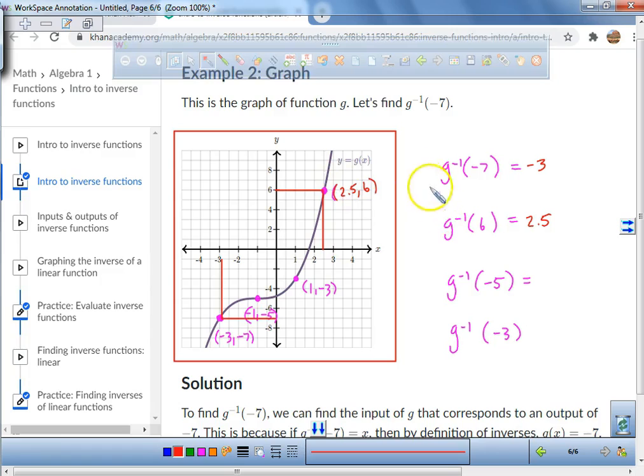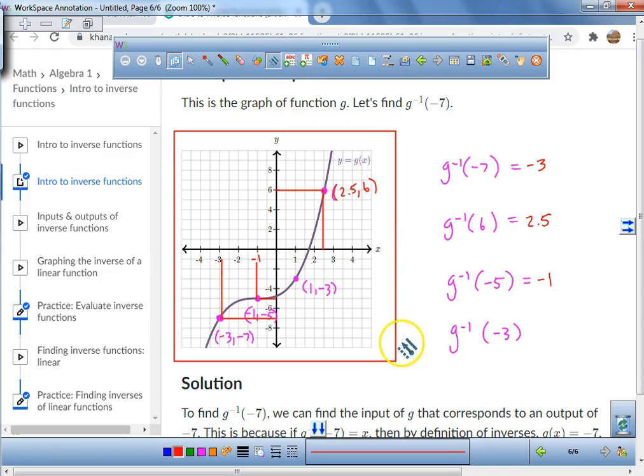My apologies right there. All right, let's take a look at the inverse of -5. So -5 is right here, and so if I lead up, where is -5? What's the x value right there, even though you can't see it? -1, so -5 leads me to -1. And last but not least, where is -3? -3 is right here, and that leads us to a +1.